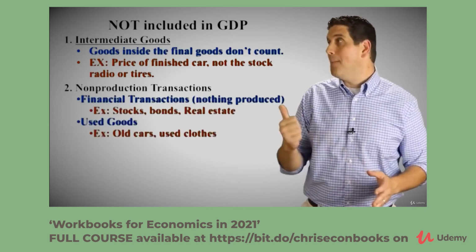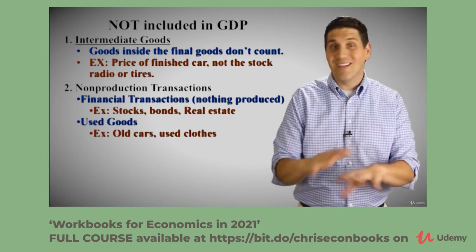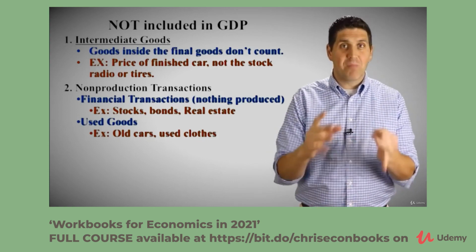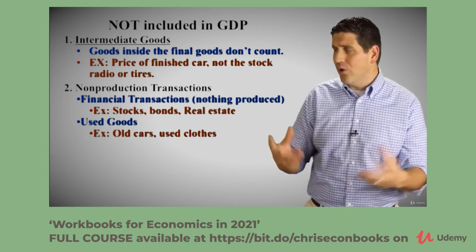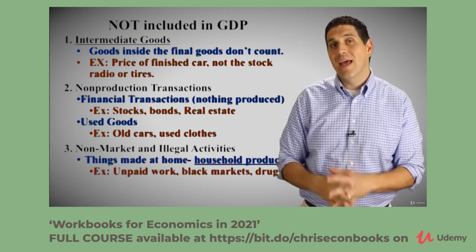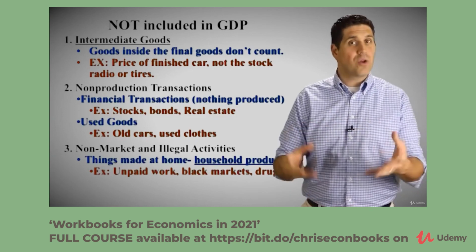Also, we don't count non-production transactions. These are situations where nothing new is produced. So stocks and bonds, they don't count in GDP because we have to count things that are goods and services provided in that year. Nothing old, nothing counted in previous years, that doesn't count towards GDP. And the last one is non-market transactions. So illegal goods or illegal labor, those don't count in GDP either.